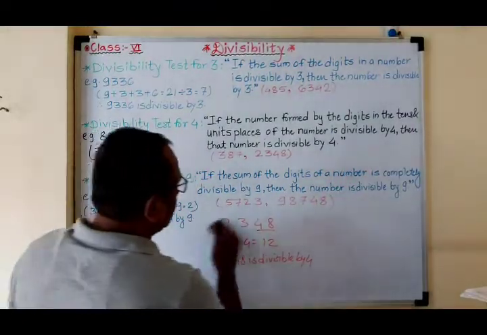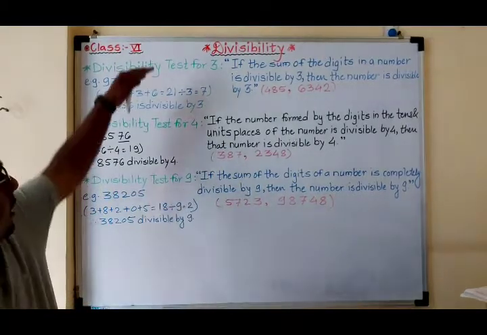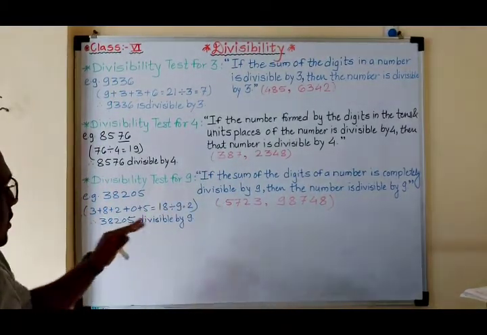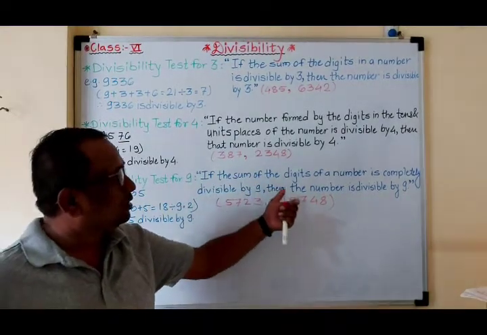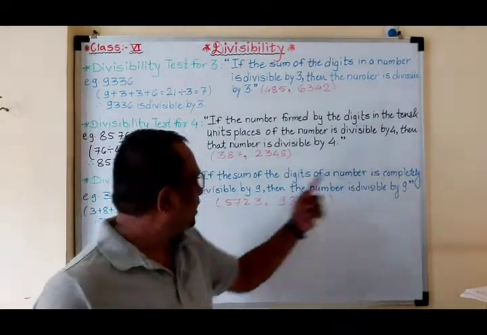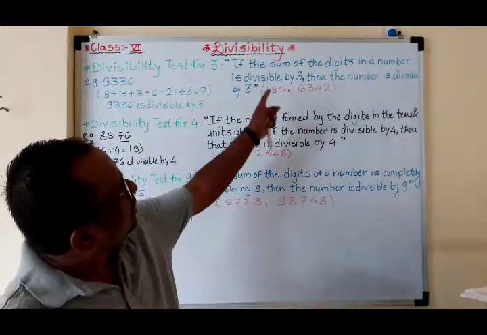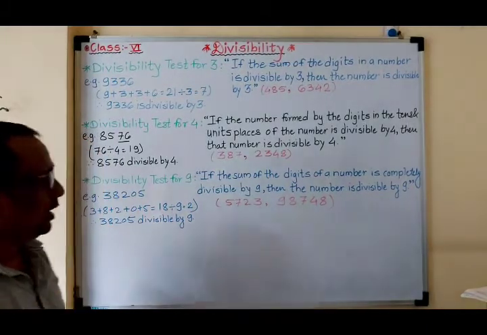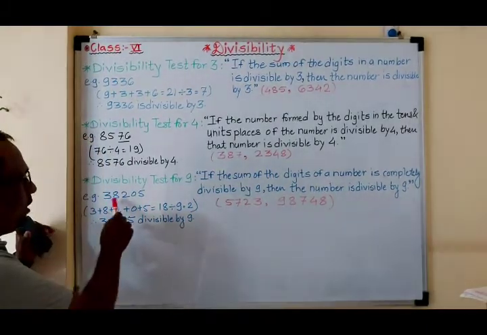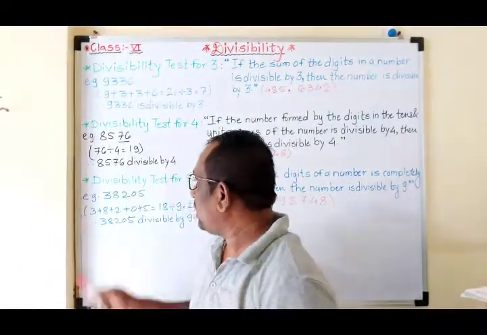Now, the third test is the divisibility test for 9. So 3 and 9 are similar. Okay, same process you have to do. If the sum of the digits of a number is completely divisible by 9, here completely divisible by 3, 9, then the number is divisible by 9. Here one example is given, 38,205.